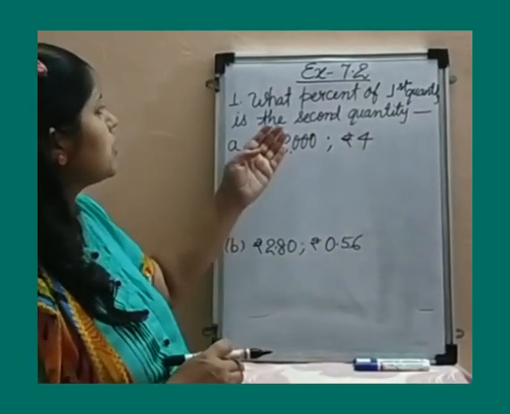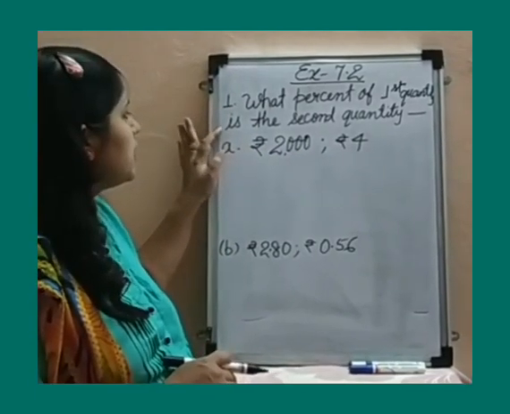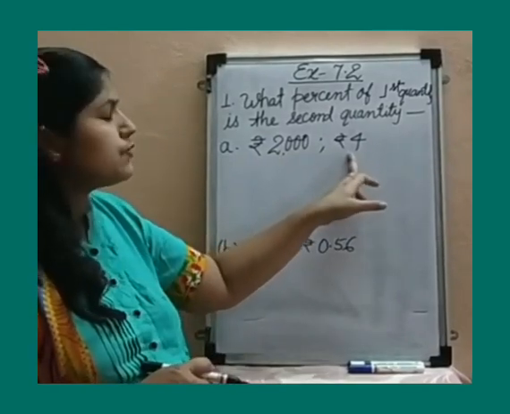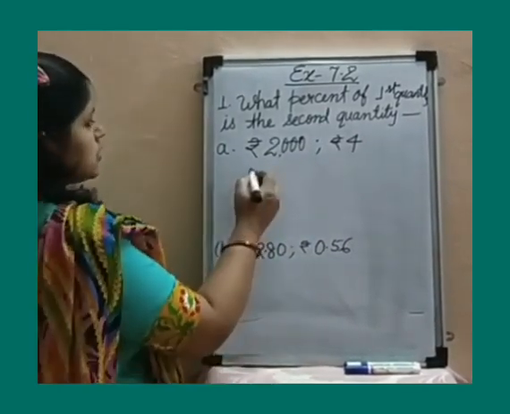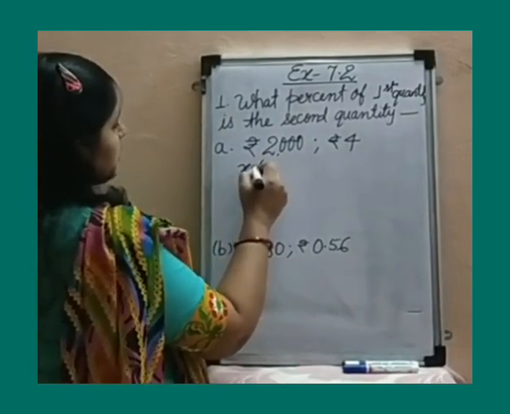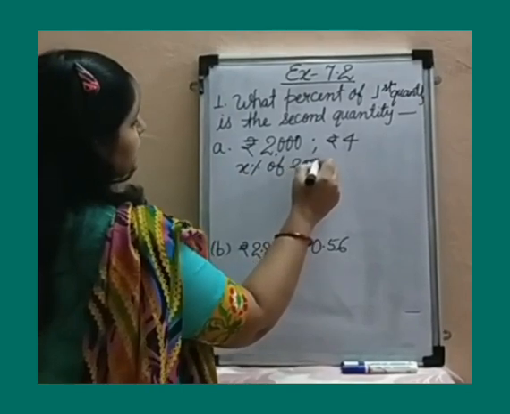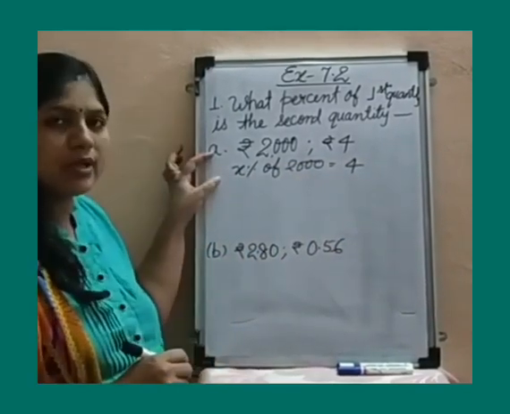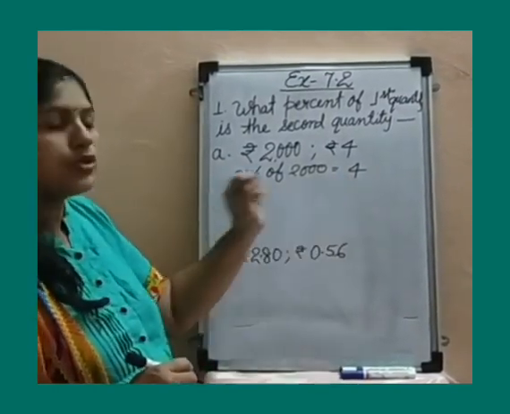This is 7.2. Question number 1 is, what percent of the first quantity is the second quantity? It means how much percent is 4 of 2000? How can we write it? Suppose x percent of 2000 equals 4. The equation will be like that. X percent of 2000 equals 4.